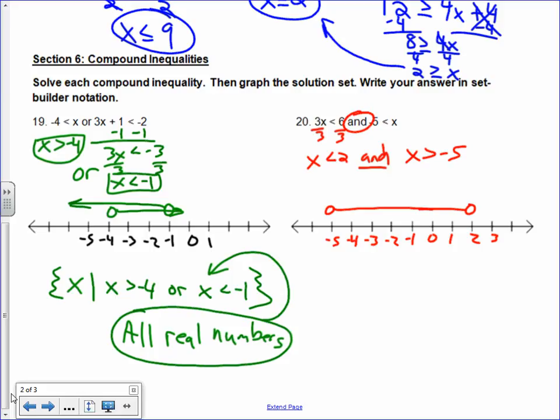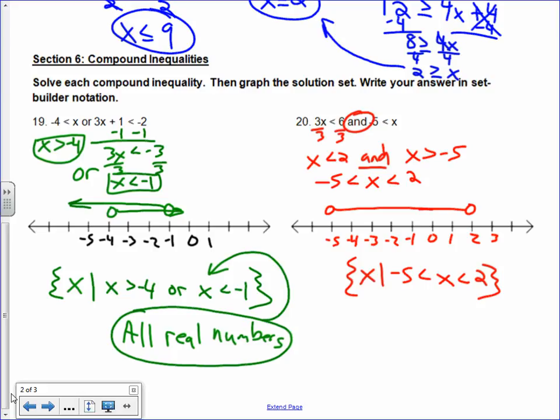And to rewrite that, you could rewrite this so that you have the x in the middle. You have 2 on that side and then negative 5 on that side. And I'm going to write this in set builder notation. We're using x such that x is between 2 and negative 5. And there you go. So that's all of page 2.